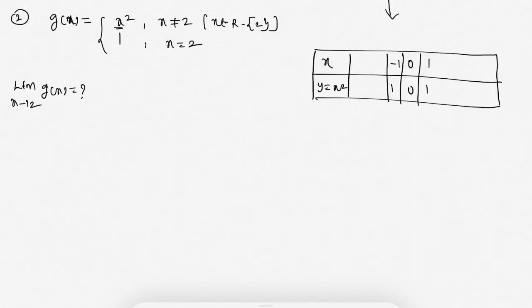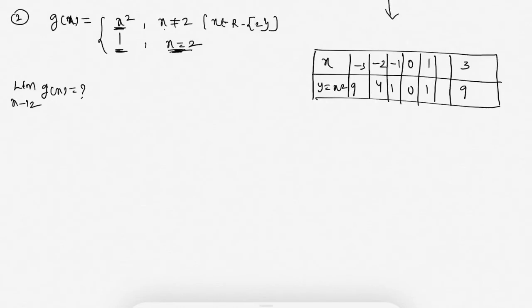Next, I am leaving 2. Why? Because at x equal to 2 it is another value. At x equal to 2, g of x is not x square, g of x is 1. That's why I am leaving the blank here. Now minus 2 is defined, so at minus 2 it will become 4. At 3, 3 square is 9, and at minus 3 also it is 9. But at x equal to 2 I left the blank because it is not defined by x square.